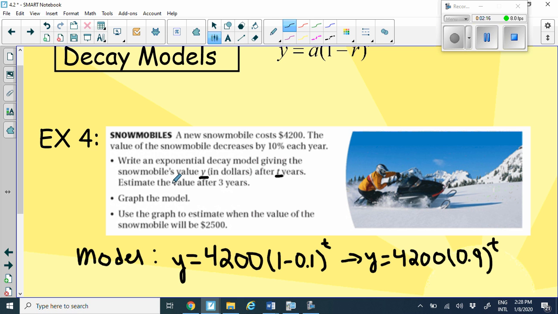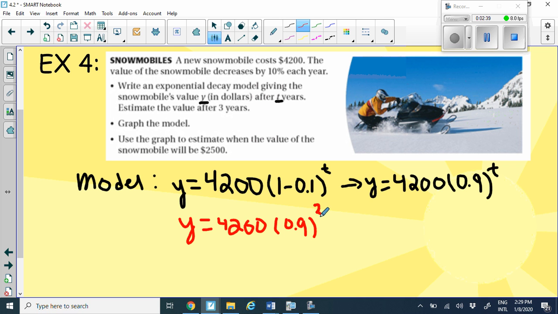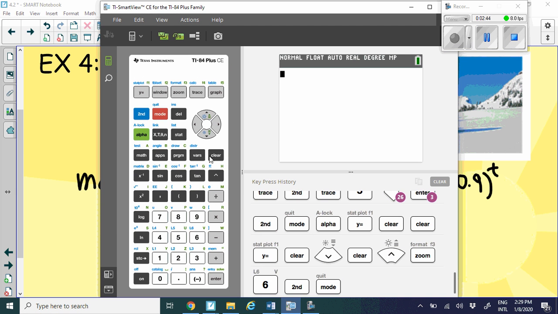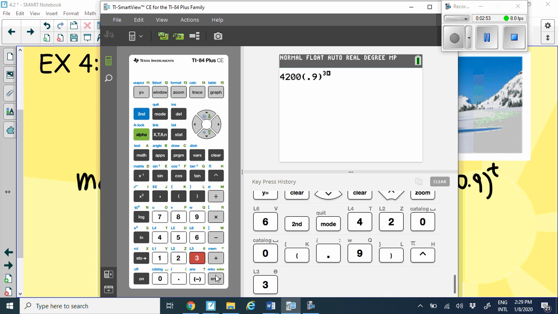So it says, now estimate the value after 3 years. So 3 years, that represents t. So we're going to plug 3 in for that. So I have y equals 4,200, and I'm going to use the 0.9, and we take it to the third power. So now we're just going to use our calculator to plug that in to get our answer. So I have 4,200 times 0.9 to the third power. So our answer is $3,061.80.